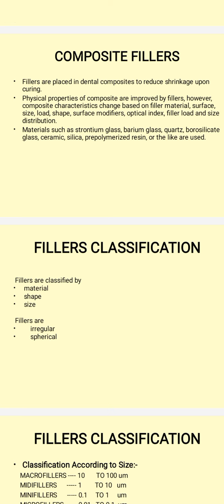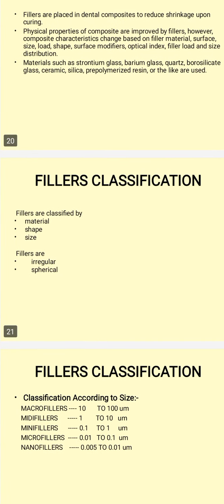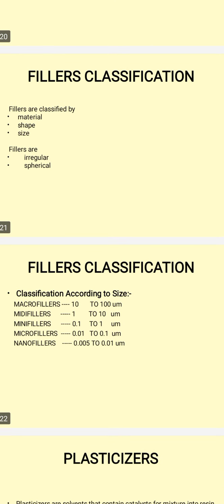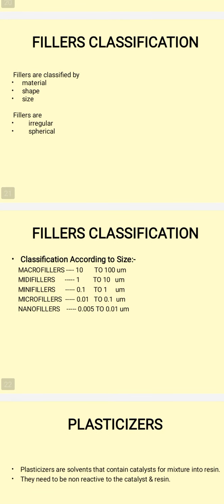Now we have fillers classification. Fillers are classified by material, shape, and size. They can be irregular or spherical. Filler classification is also done on the basis of sizes, and we can see here the ones that begin from 10 to 100 micrometers are macrofillers, then midfillers, minifillers, microfillers, and nanofillers are shown. We can see the nanofillers are the smallest ones, 0.0005 to 0.01 micrometer.